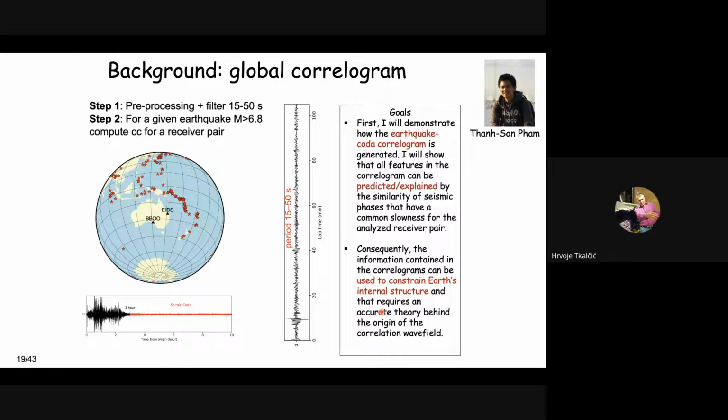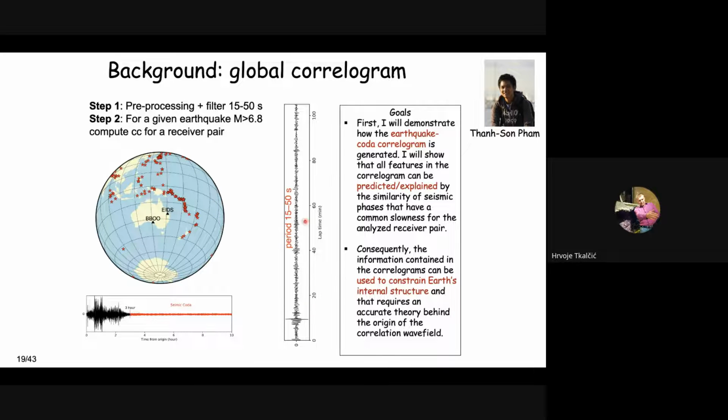So the first thing I want to show you is how this global correlogram is constructed, and I want to demystify this a little bit. I chose 2 stations in Australia. They are 15 angular degrees apart. And Australia is surrounded by seismicity like this. These are all large events, larger than magnitude 6.8. So you take any one of these events and you cross-correlate the records on these 2 stations from that event.